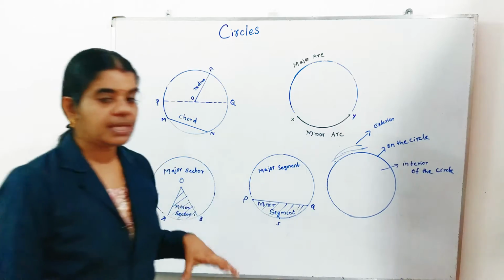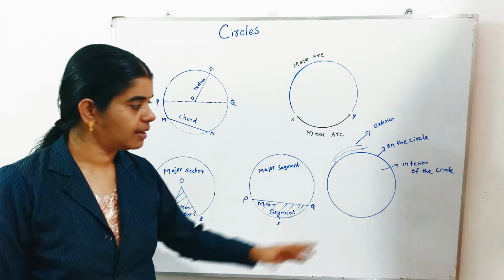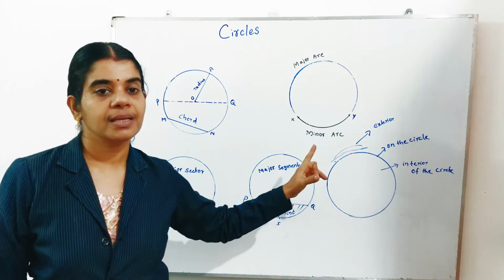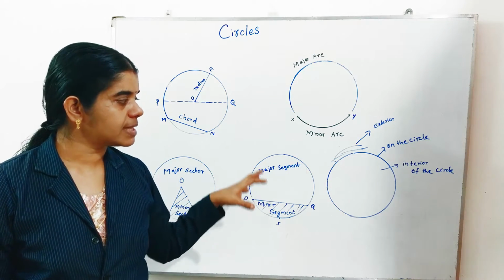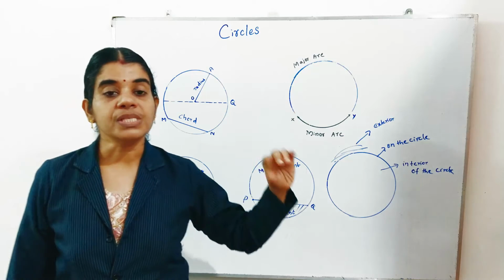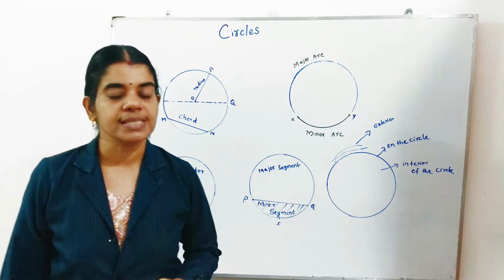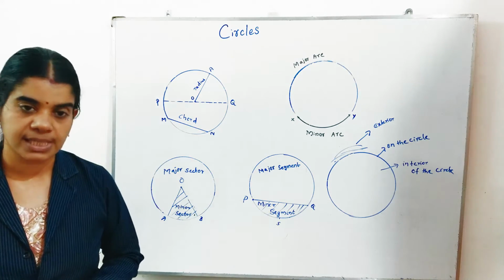Exterior part. Interior means inside the circle, and if that line what you are drawing, that is known as the on the circle. On the circle and outside of the circle together known as the exterior part of the circle.